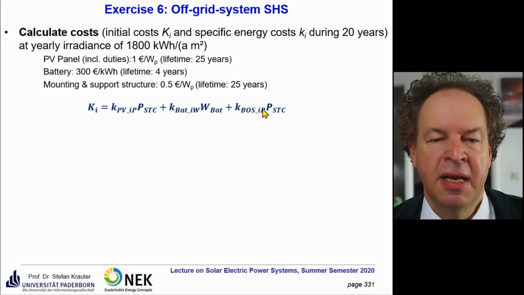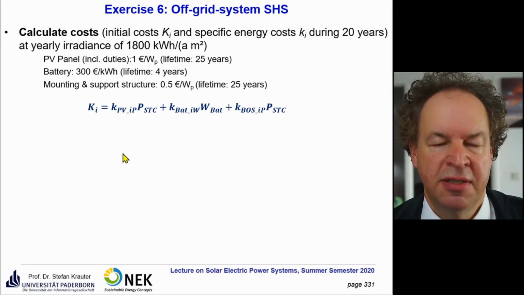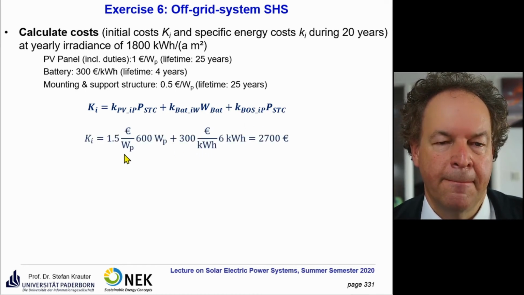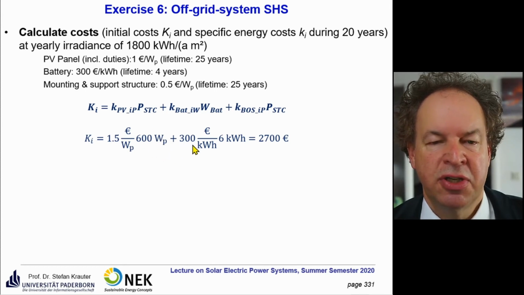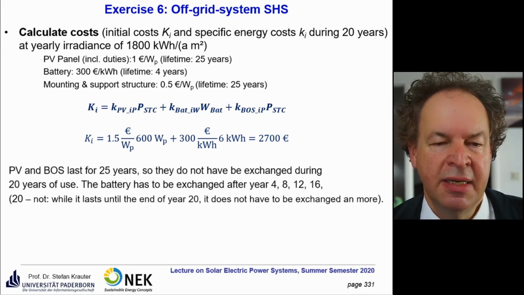Same for the batteries, and here locally produced balance of system costs, that means installation and substructure and so on. So we just put in the numbers here: €1 for the PV panel plus 0.5 for the support structure is 1.5 euro per watt times 600 watt nominal power under standard test conditions. Then we have the battery cost of 300 euro per kilowatt hour. We have 6 kilowatt hours. Altogether we arrive at 2,700 euro initial price.